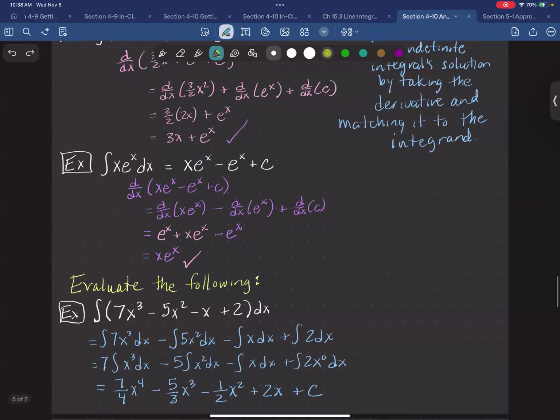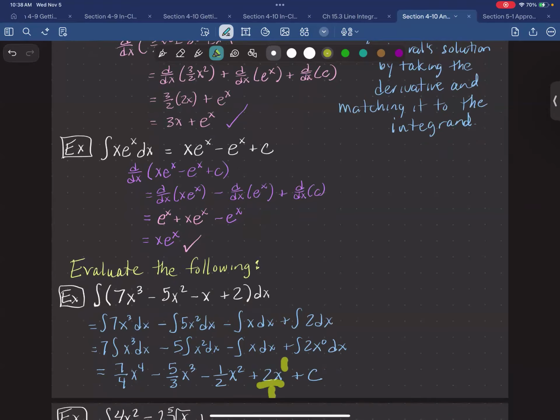X goes up to a 2, and I divide by 2. I got to put a 1 out front, even though I had 1. We didn't see it, but now that we're dividing by 2, it becomes a 1/2. And then this goes up to 1, and we divide by 1, but that doesn't change the value, so I just left it as 2x. And don't forget your constant of integration. Okay?